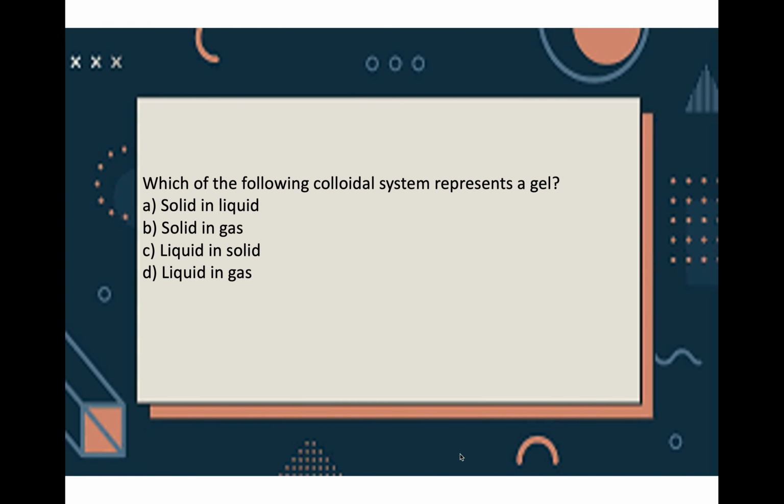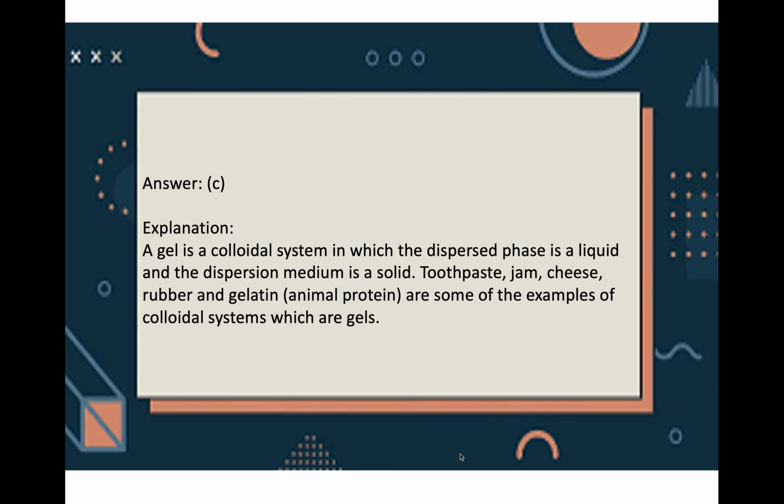Now next question, which of the following colloidal system represents a gel? A, solid in liquid, B, solid in gas, C, liquid in solid, and D, liquid in gas. So the answer is option C, liquid in solid. So a gel is a colloidal system in which dispersion phase is a liquid and the dispersion medium is a solid. So toothpaste, jam, cheese, rubber, gelatin, these are some examples of colloidal systems which are gels.